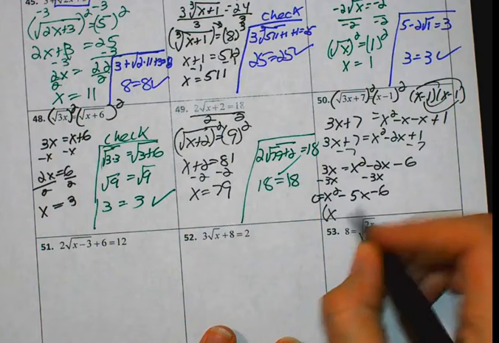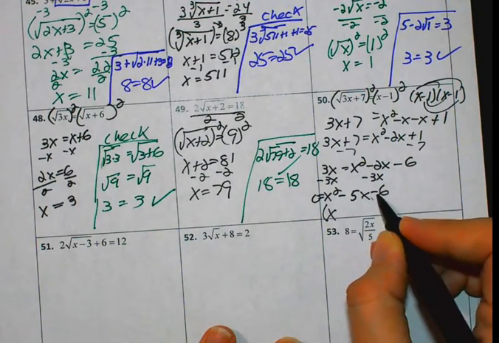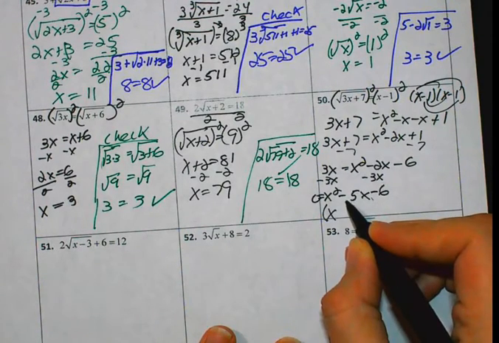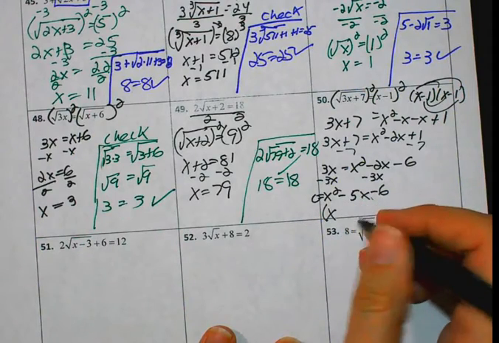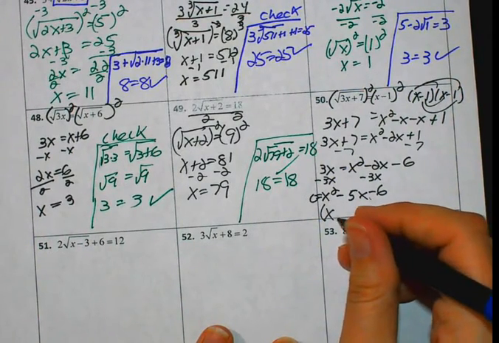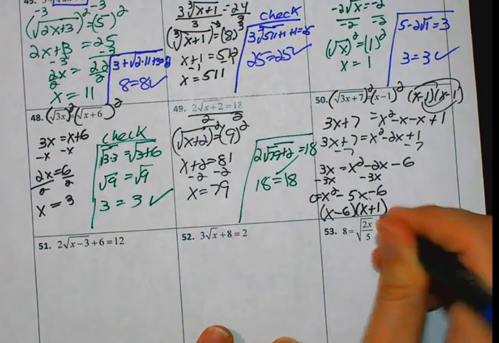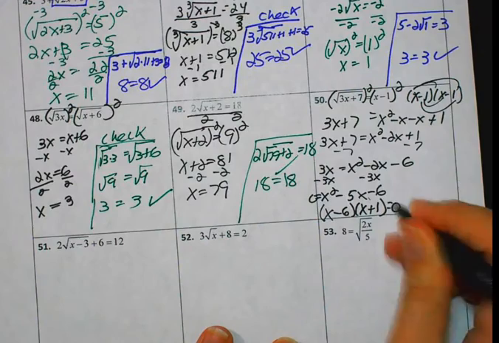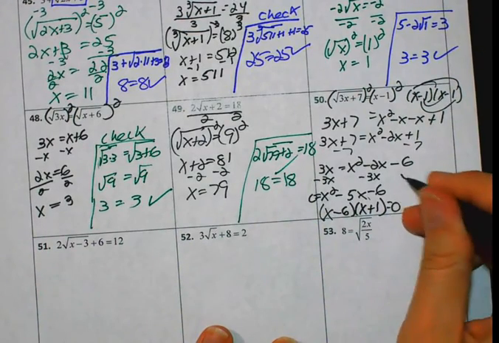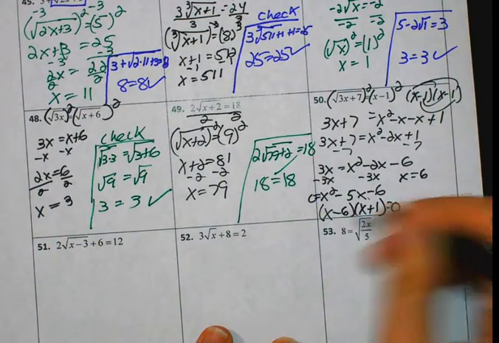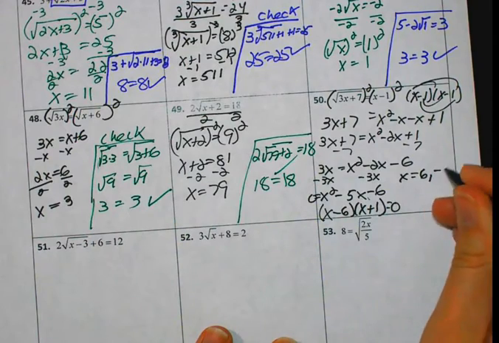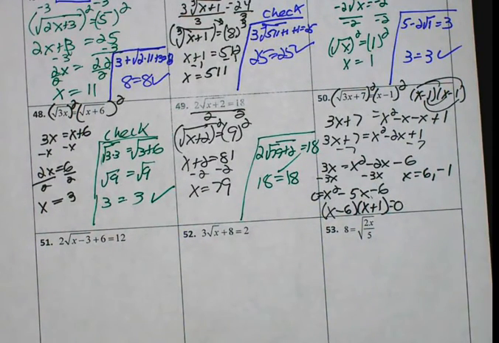My factors would be multiples of negative 6 that add up to negative 5. So that's going to be x minus 6 and x plus 1 equals 0, which will give me x equals positive 6 and x equals negative 1. Now we've got to try those out to see if they work.